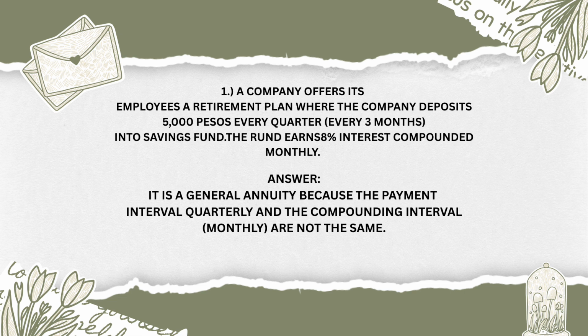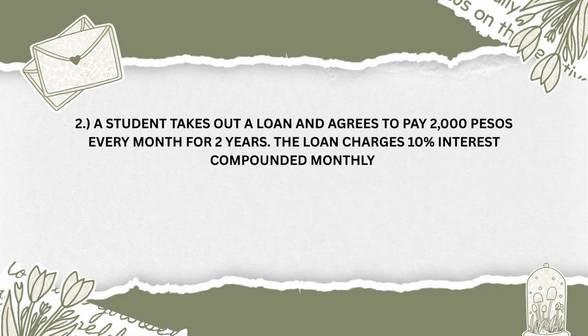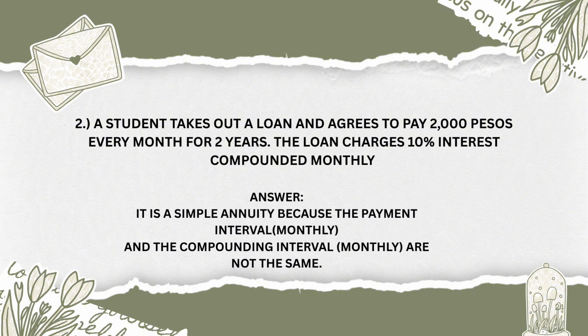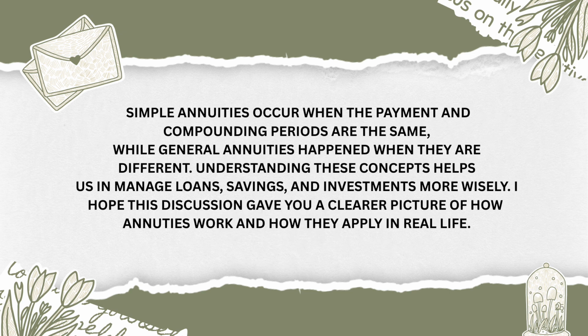Okay, for the last question, number 2, a student takes out a loan and agrees to pay 2,000 pesos every month for 2 years. The loan charges 10% interest compounded monthly. So is it a general annuity or a simple annuity? So the answer is simple annuity because the payment interval, monthly, and the compounding interval, monthly, are the same. To sum it up, simple annuities occur when the payment and compounding periods are the same, while general annuities happen when they are different.